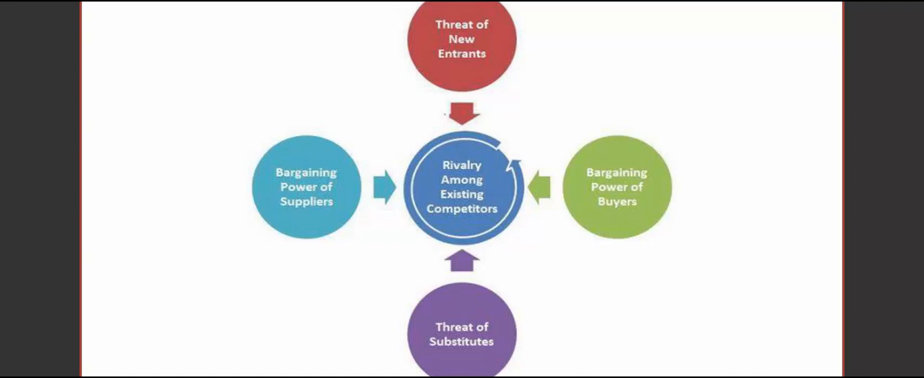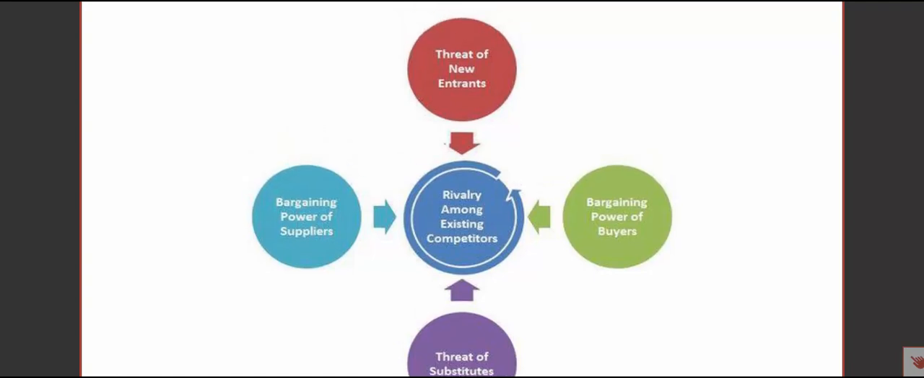So the 5 forces are the threat of new entrants, the bargaining power of suppliers, the threat of substitutes, the bargaining power of buyers, and then the rivalry among existing competitors. So we'll just pick through these one by one and have a chat about what they might mean for us as a business in terms of what our strategy is going forward. So the threat of new entrants is obviously very important.